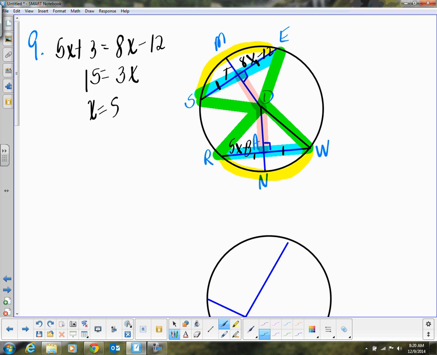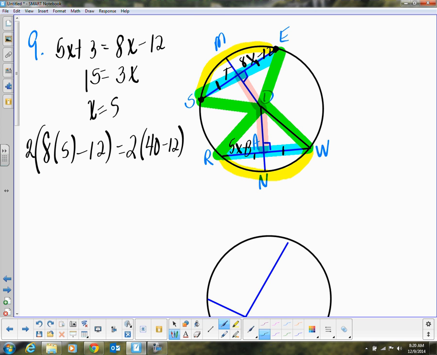But is that what they asked for? This is number 9. They asked for S to E. How am I going to get S to E? Trevor. So if you put 8x minus 12 and then distribute it. Okay, so what you want me to do is substitute 5 in and double it. Why do you want me to double it? It's not your entire length of it if you don't double it. Excellent. So that's going to be 2 times. Remember, this is one of the ones I told you I got wrong. I didn't double it. It should be 56.